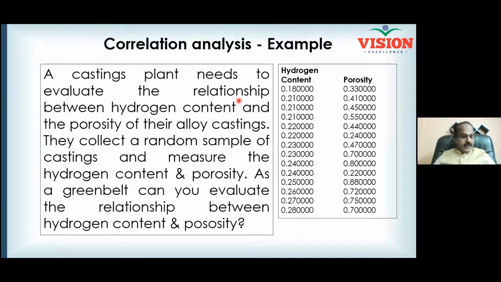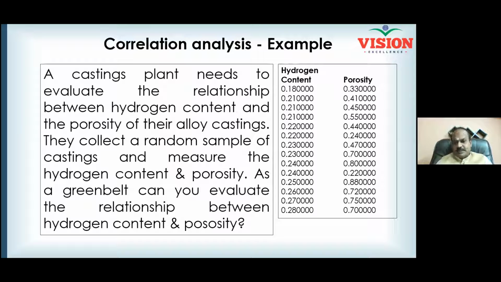See, in a company manufacturing castings, there is a problem. What is the problem? Porosity. The castings are becoming porous. And experts, through brainstorming and cause and effect discussions, revealed that hydrogen content affects the porosity. So you, as a yellow belt, collected some data. One column is porosity, one column is hydrogen content.